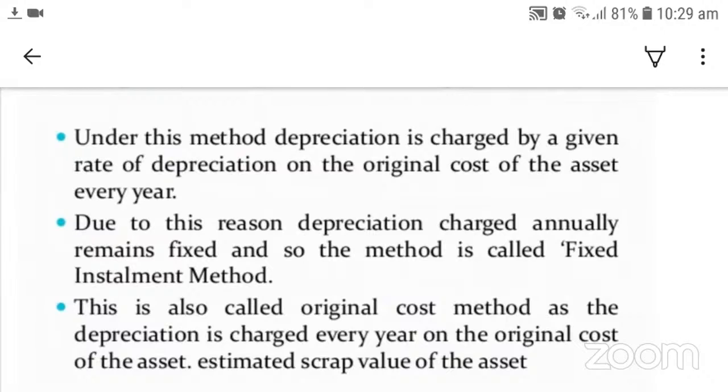This is also called original cost method, as the depreciation is charged every year on the original cost of the asset, less estimated scrap value of the asset. Every year we will provide depreciation on the original cost only. For example, 1 lakh we have purchased. The next year the written down value will be 90,000. But we will provide the depreciation on 1 lakh only, because this is called the original cost method. The asset was purchased for 1 lakh at the beginning, and on that 1 lakh only we will provide depreciation every year.